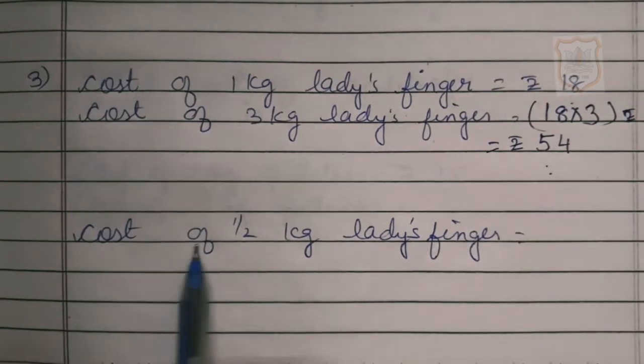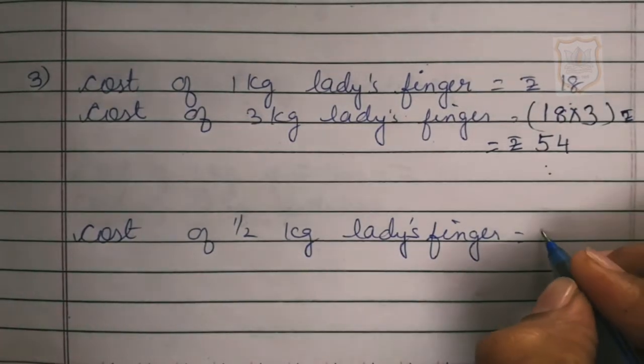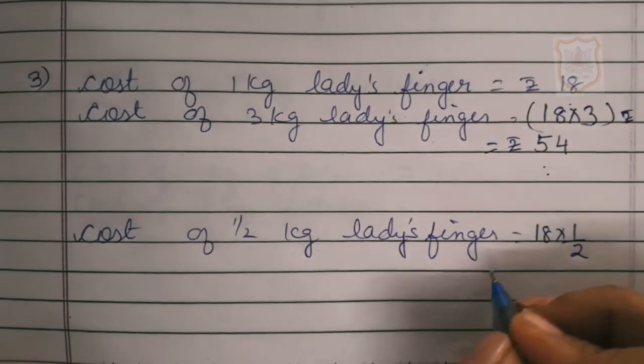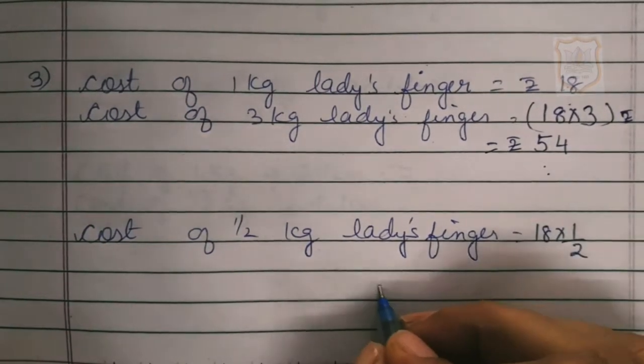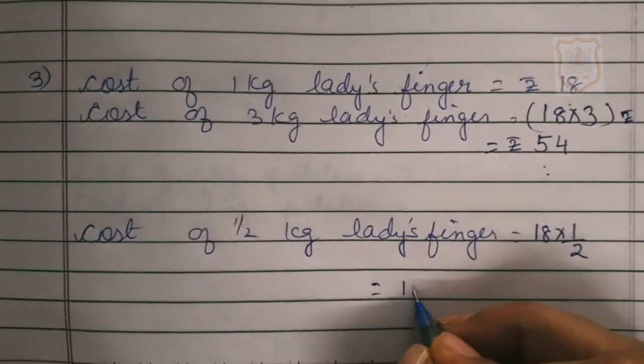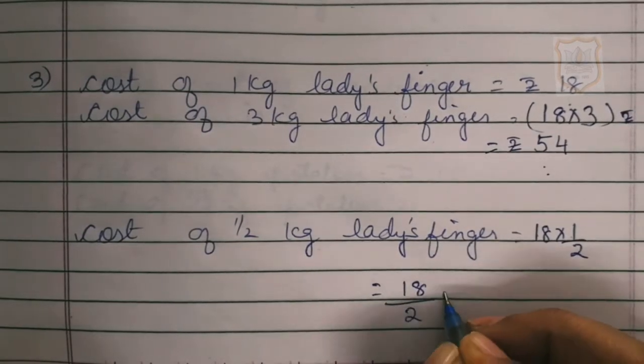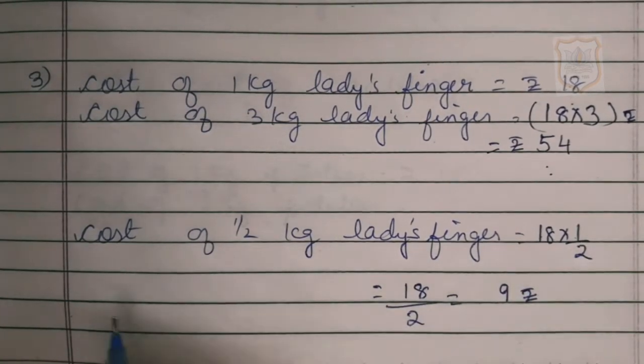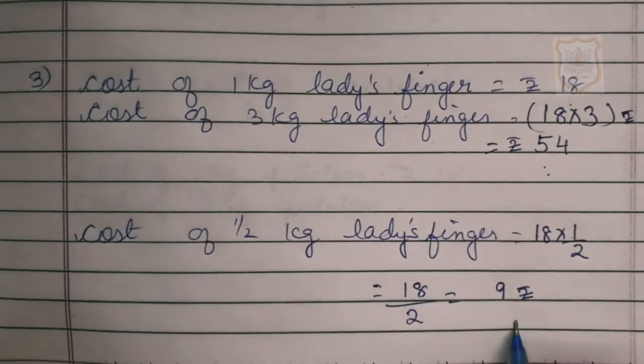Now we will find out the cost of half kg of lady's finger. For this we will multiply 18 with half. So here 18 ones is 18 divided by 2. 18 divided by 2 is 9 rupees. So cost of half kg of lady's finger is rupees 9.